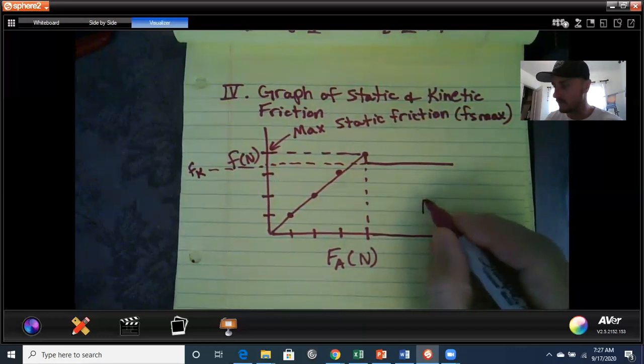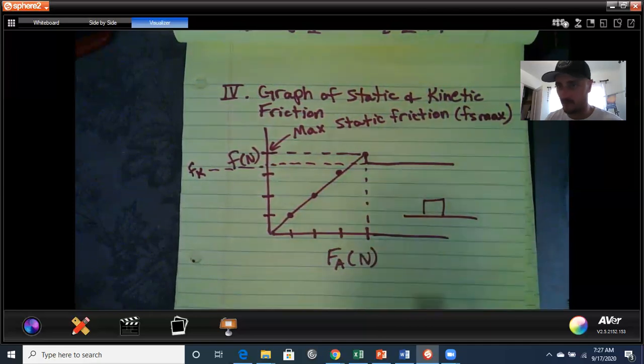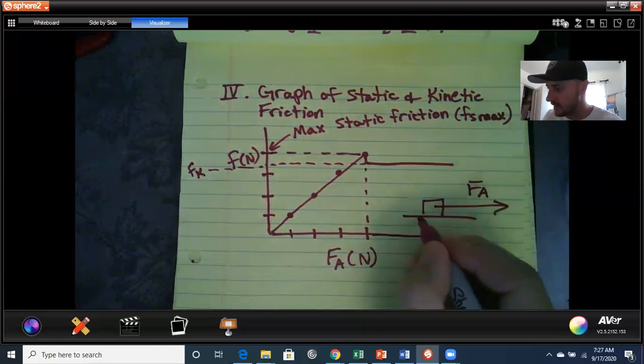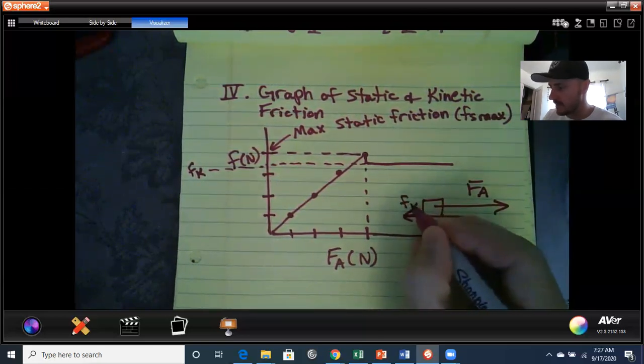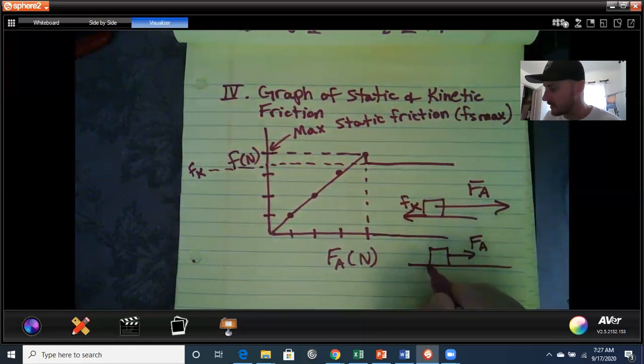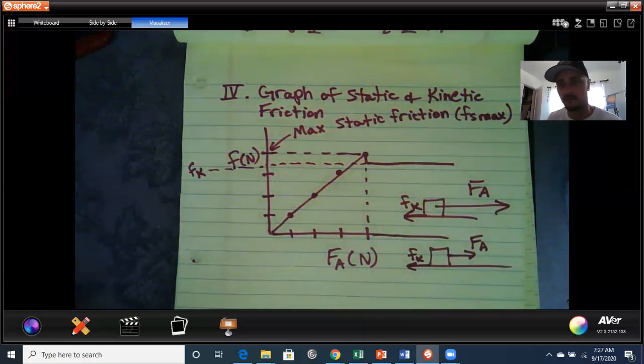If you're still struggling with the idea, you don't have to draw what I'm drawing right now. I could push with all of this applied force, and guess what? Kinetic friction would just stay that. I could push with just that much force, right? If the thing's already sliding though, kinetic friction is still the same amount. It's like, yeah, I'm gonna stay at 20 newtons. Okay.